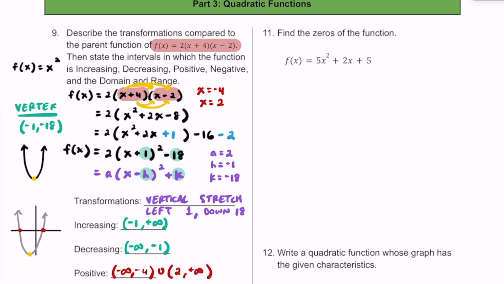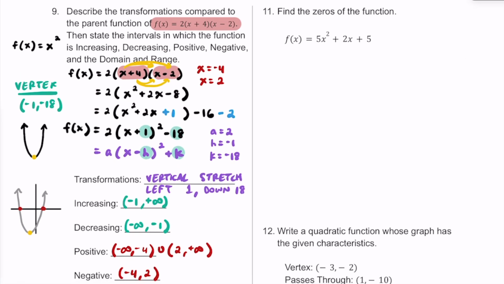All right, here is number 11. For number 11, we're going to go ahead and find the zeros of the function, which is really just another way of saying find the x-intercepts. The first thing you would try to do generally is factoring. If you go ahead and try factoring, though, you're going to find that it's not factorable.